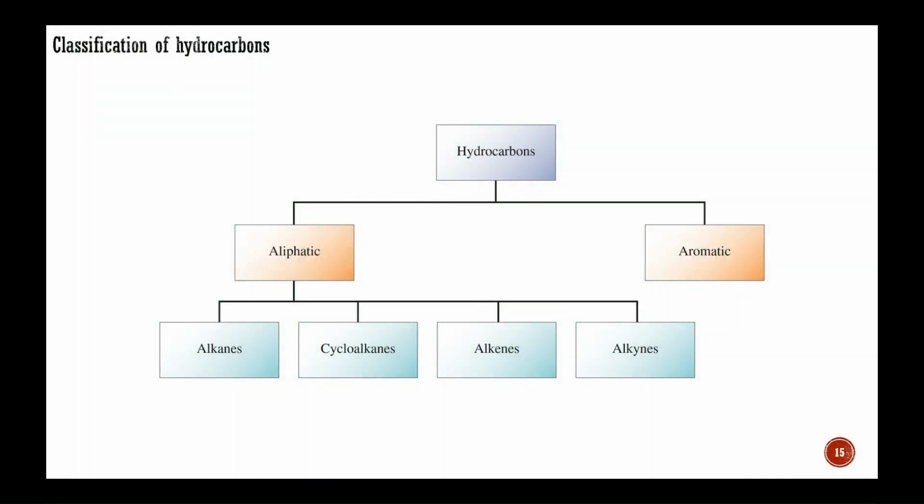Hydrocarbons can be classified into 2 main groups: aliphatic hydrocarbons and aromatic hydrocarbons. Aliphatic hydrocarbons can further be divided into 4 subgroups: alkanes, cycloalkanes, alkenes, and alkynes. In the rest of this module, we will discuss their structural features and physical properties. Later, we will explore their chemical behavior.